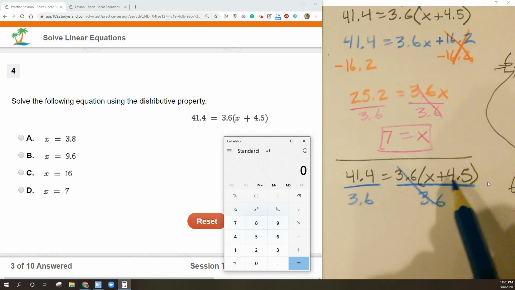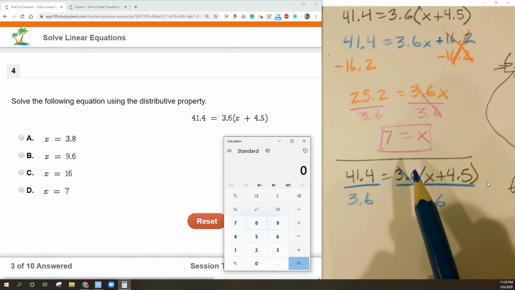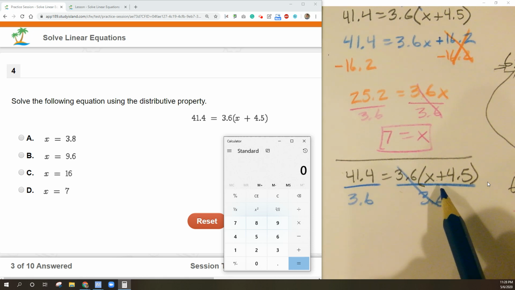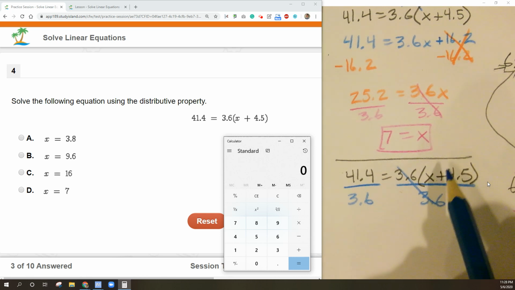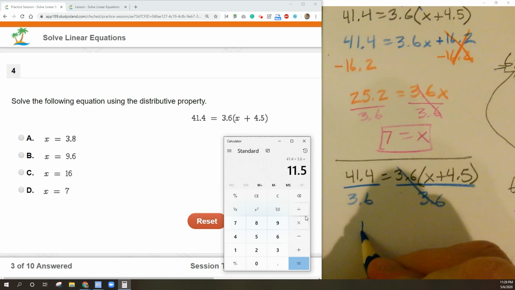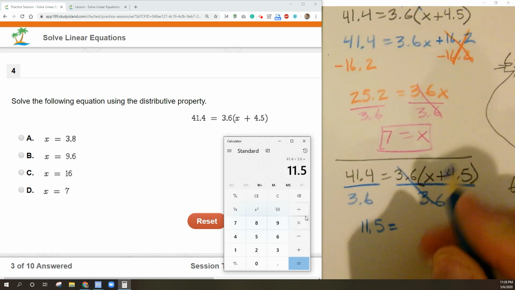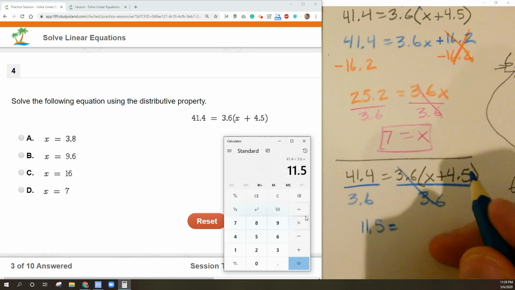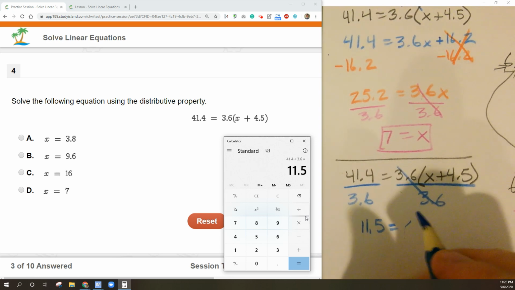That value just happens to be represented by two terms in a parentheses. You're multiplying that single value by 3.6. So when you divide by 3.6, you're left with that single value represented by the parentheses. So we go over to our calculator and we say, okay, what's 41.4 divided by 3.6? Now this could work out really ugly, but this one happens to work out okay. It's 11.5. So it ends up being 11.5 equals, and then since that's gone, we just have what was in the parentheses, which is x plus 4.5.